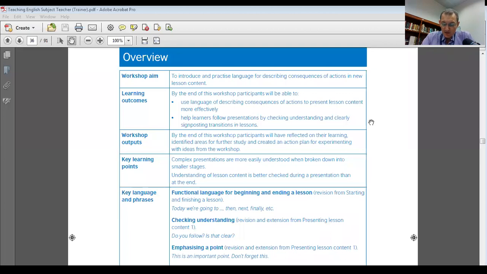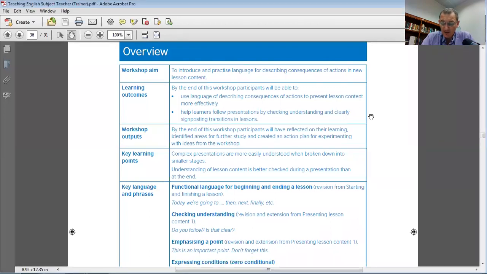This session begins with a warmer, and in this warmer you will ask the participants to revise the phrases that they used to emphasize something is important. So they will share information about themselves and use the phrases, "This is important, please remember this," these kinds of phrases with their partners. So a 10-minute warmer.